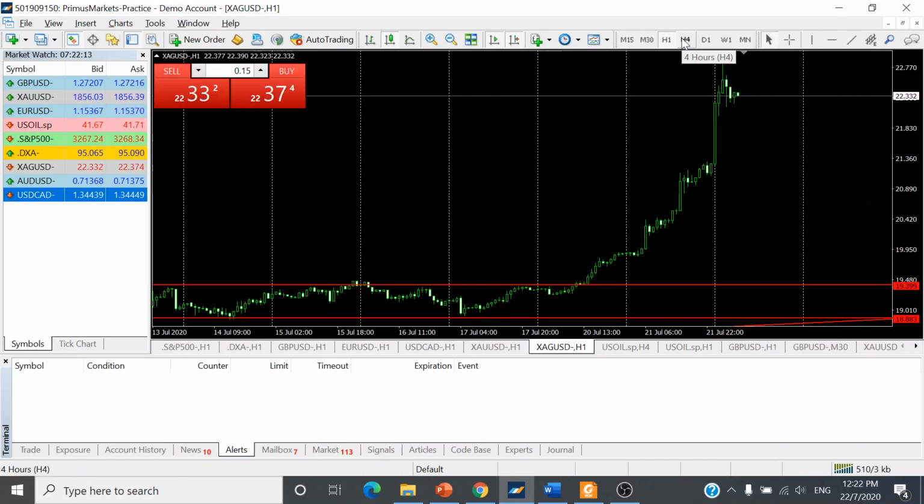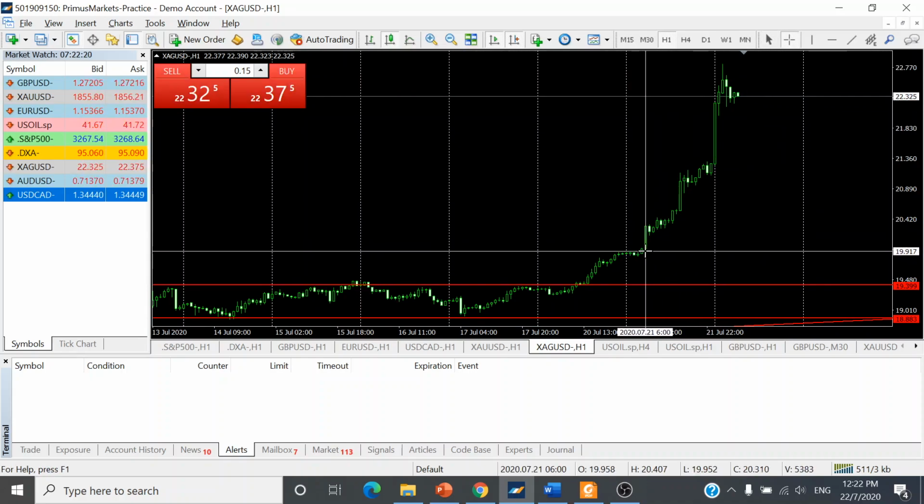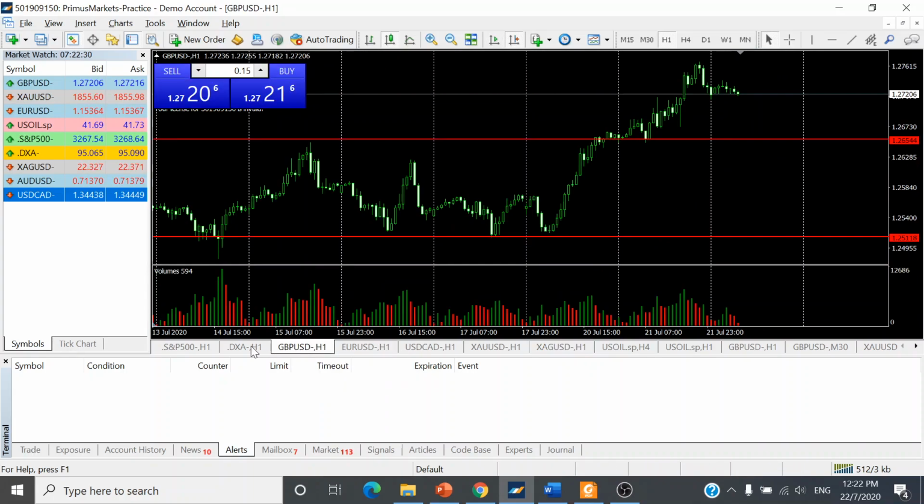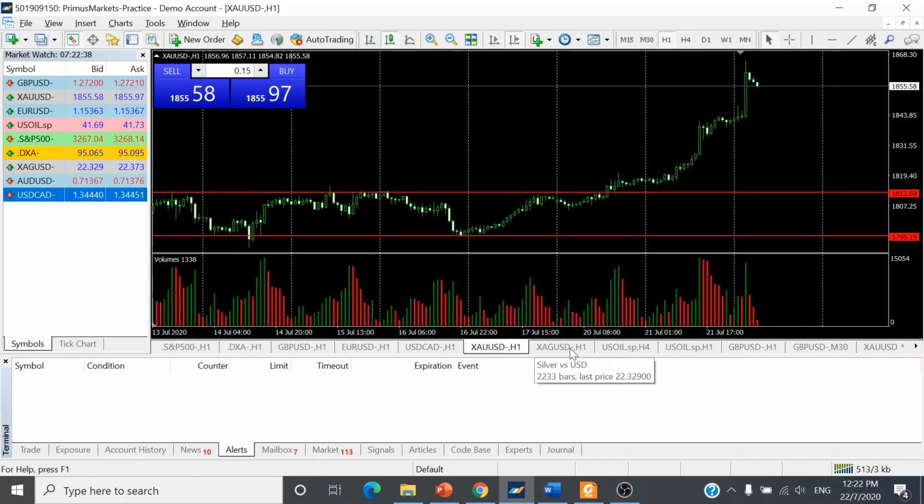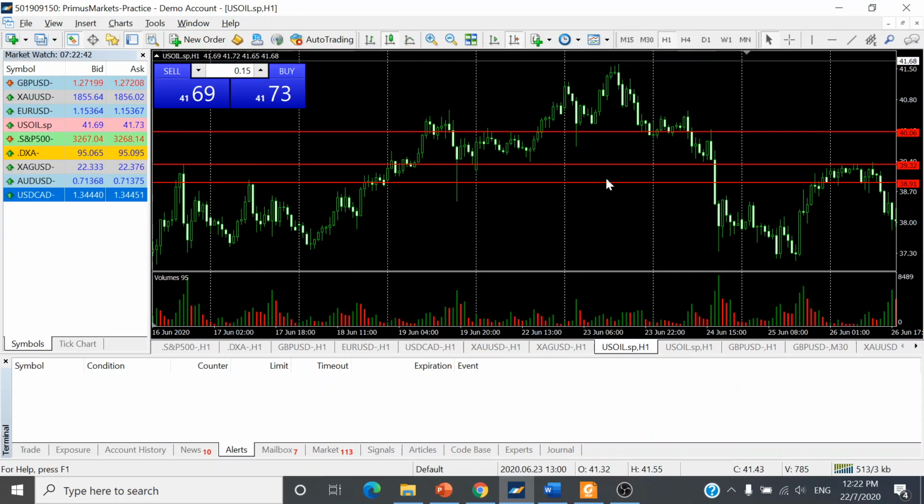This is the highest level since the year 2014 for silver prices. Silver yesterday was trading at about $19.91, and as of this morning, it touched a high of $22.83. So very exciting times for traders, especially if you trade the way I trade. So currencies, plenty of movement, gold, silver, and let us have a quick look at oil prices.